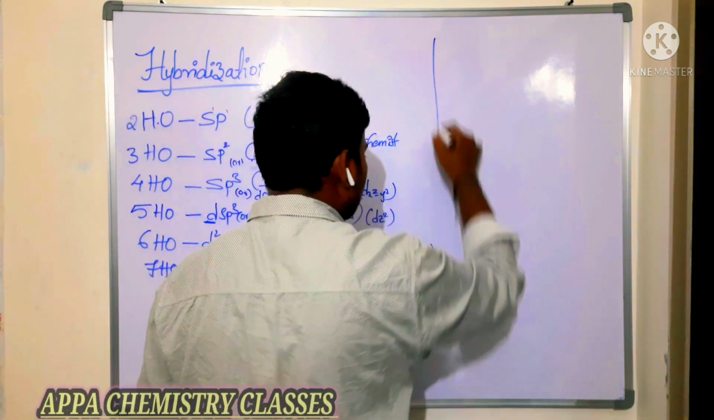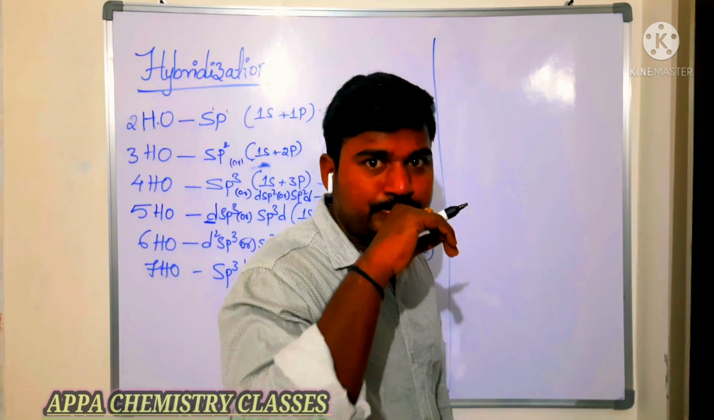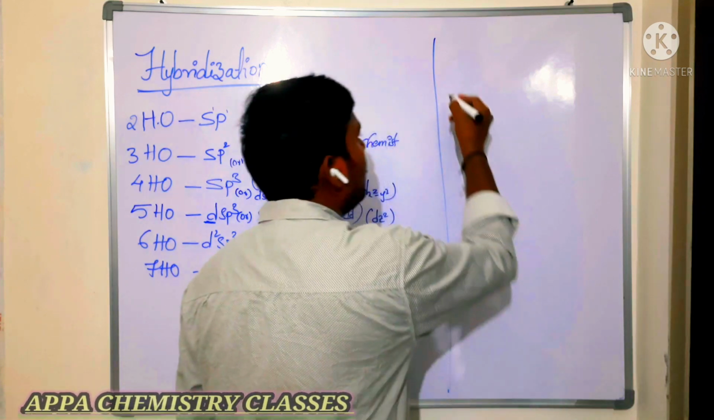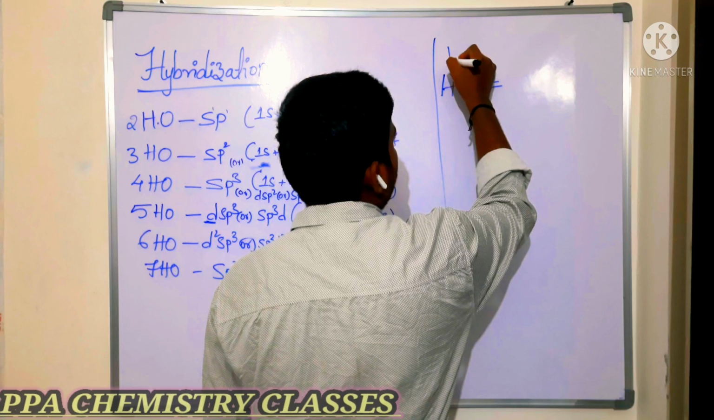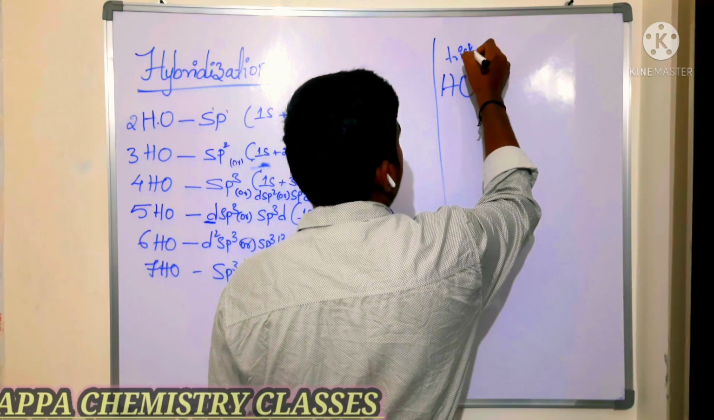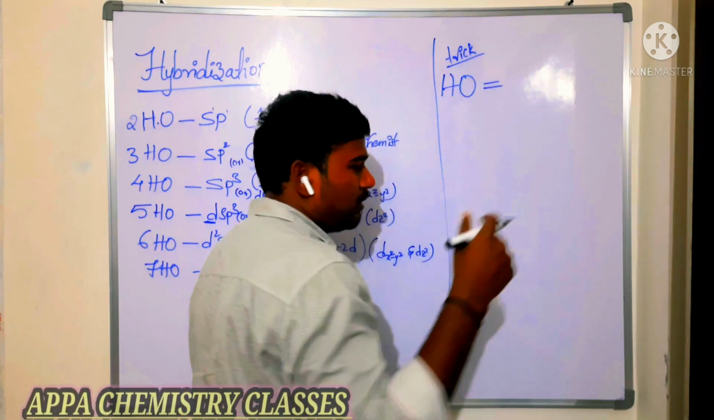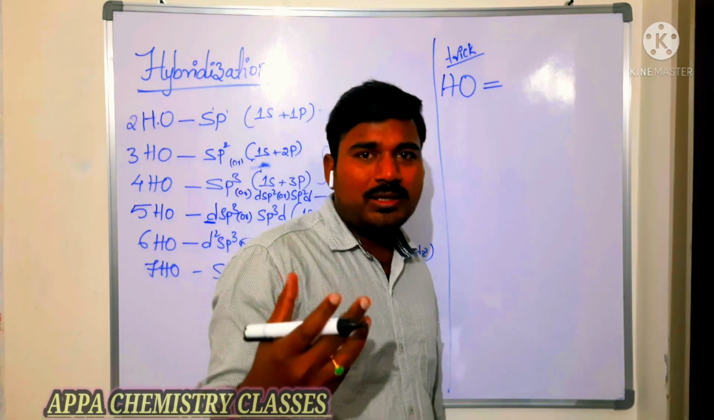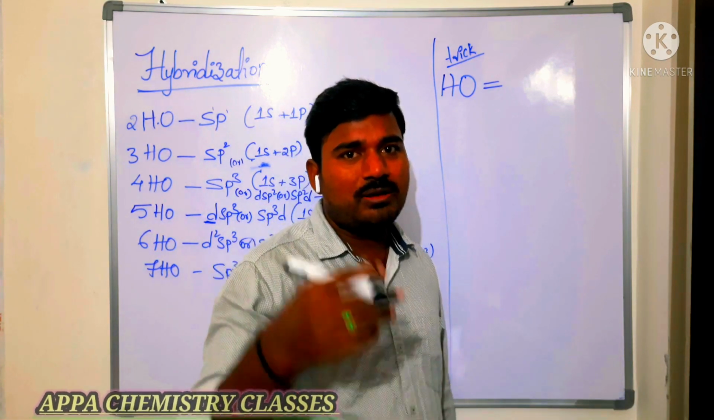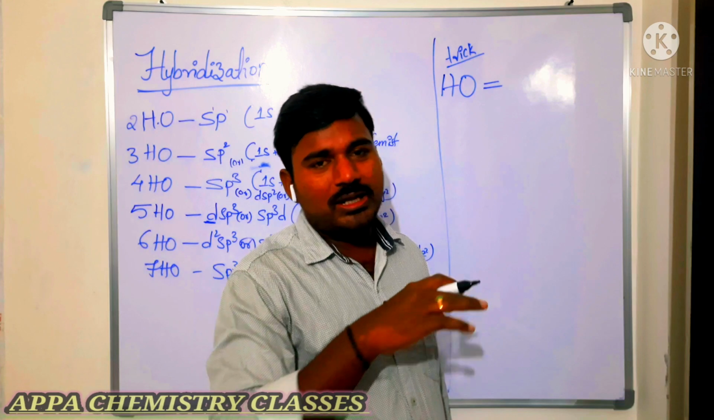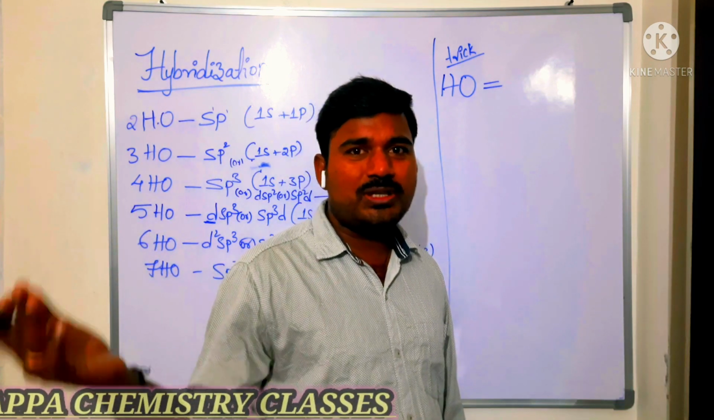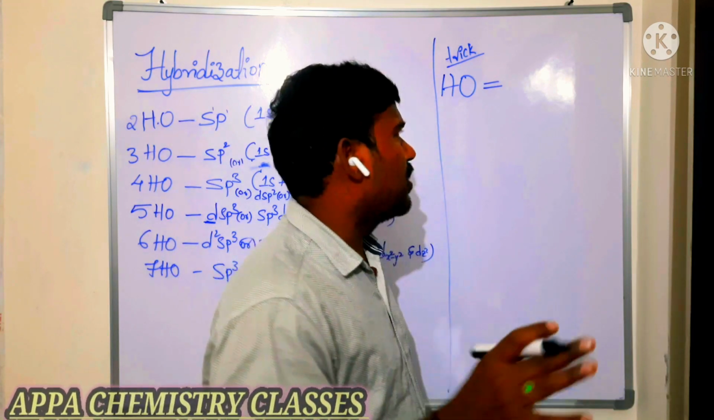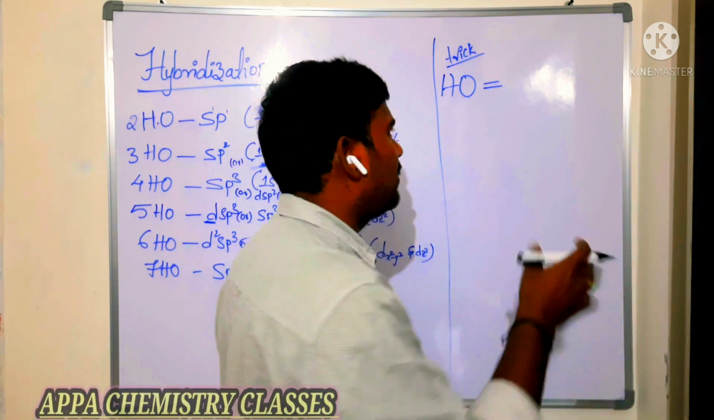So now, how to calculate hybrid orbitals? The point is how to calculate hybrid orbitals. It is a simple trick, and I am going to tell only one trick. We have different methods, like calculating the number of valence electrons, dividing by 2 and dividing by 8, and some formulas also, like half into g plus m. Don't follow all those. Just remember the trick here.